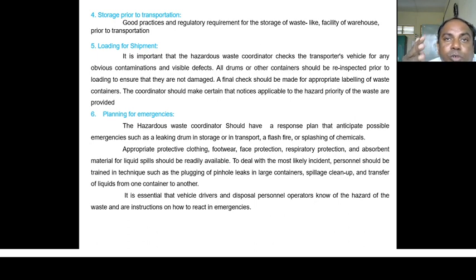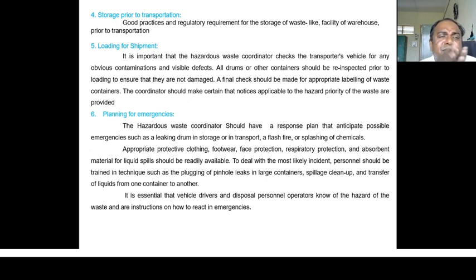So a storage facility must be available in the industry. In case it is not available, then the person to whom the contract is given, for example this disposal contractor, should have a facility to store the chemical waste, what we call warehouses. Similarly, the next point is the loading for shipment.